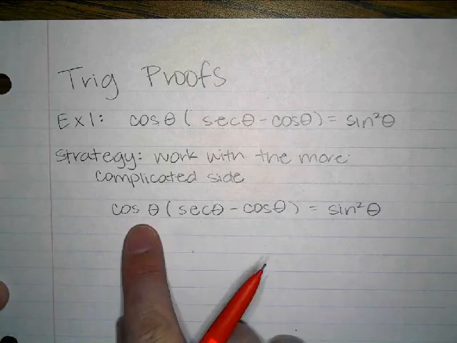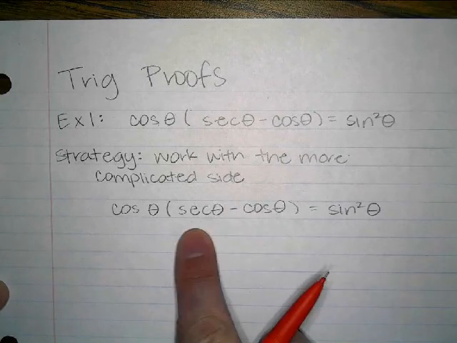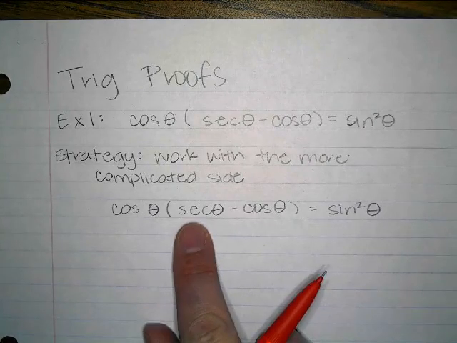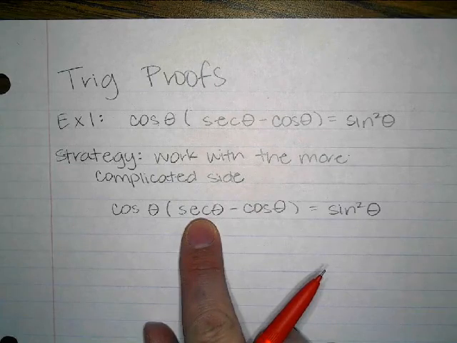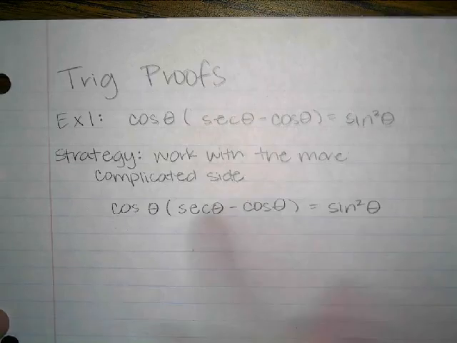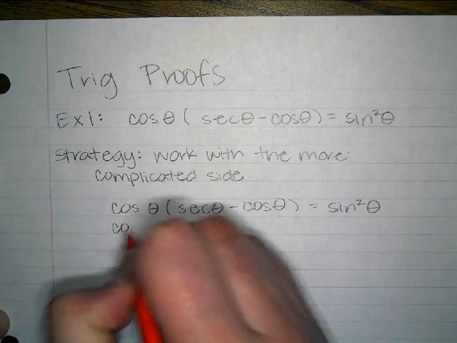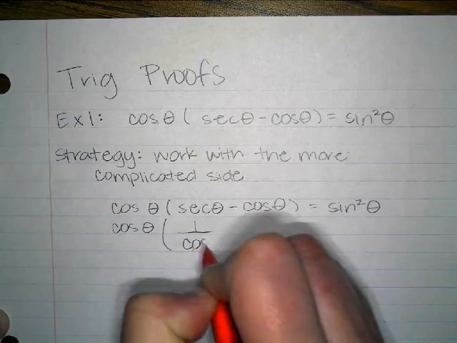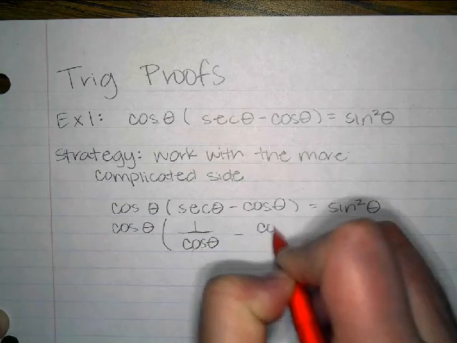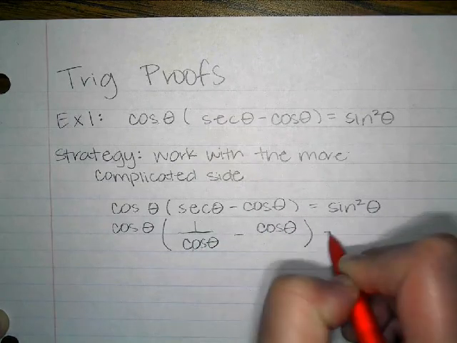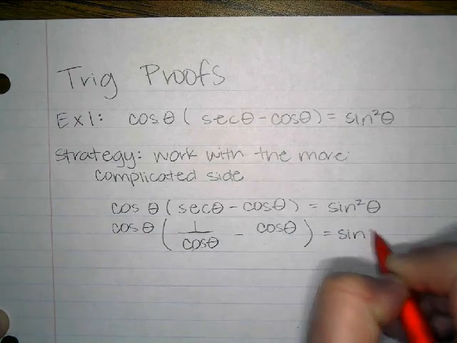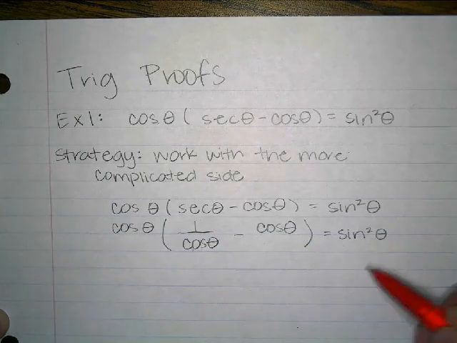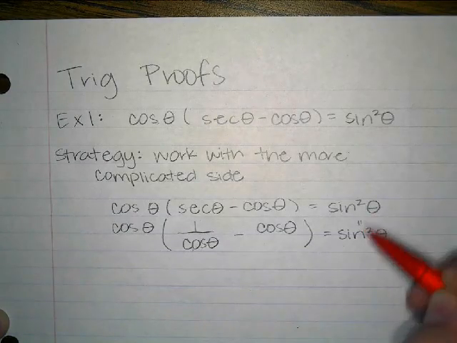Maybe before distributing, I would take the secant and make it what? 1 over cos. Okay, I'm going to leave this as cos. I'm going to take the secant and make that 1 over cos minus cos. And you can keep saying, like, oh, this equals sine squared, or you can just use a little quote mark to say the same thing as the above, so I don't have to keep rewriting it.